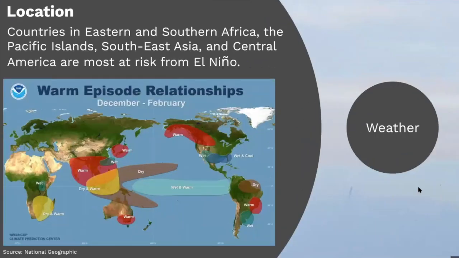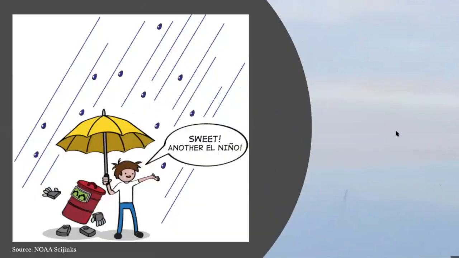Countries in Eastern and Southern Africa and the Pacific Islands, Southeast Asia, and Central America are most at risk from El Nino. El Nino impacts Earth's climate differently depending on what time of the year it is, based on how warm the ocean water is. It is capable of affecting weather patterns across the world, bringing rainy weather to the normally dry areas and plunging normally wet areas into a long-term drought. El Nino can even influence hurricane season.